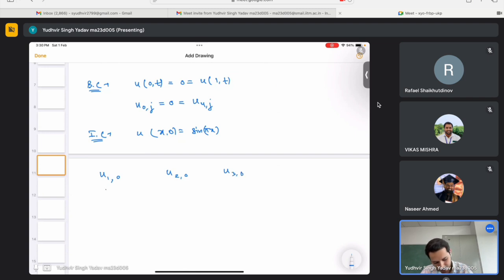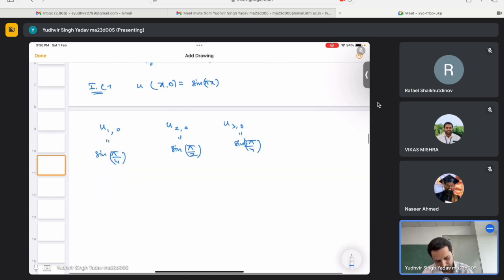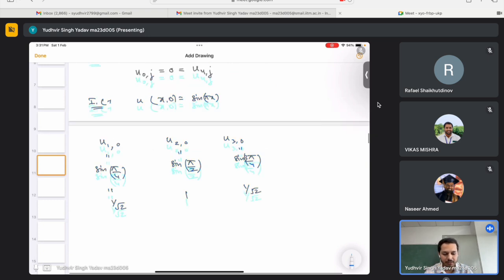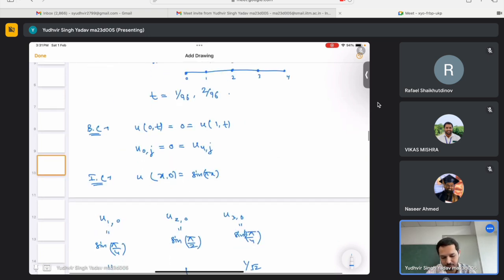So u10 will be nothing but sine pi by 4, since at x equals 1 by 4. This will be sine pi by 2, and this will be sine 3 pi by 4. Sine pi by 4 is nothing but 1 by root 2. Sine pi by 2 is 1, and sine 3 pi by 4 is again 1 by root 2. So we have this much data from the question.